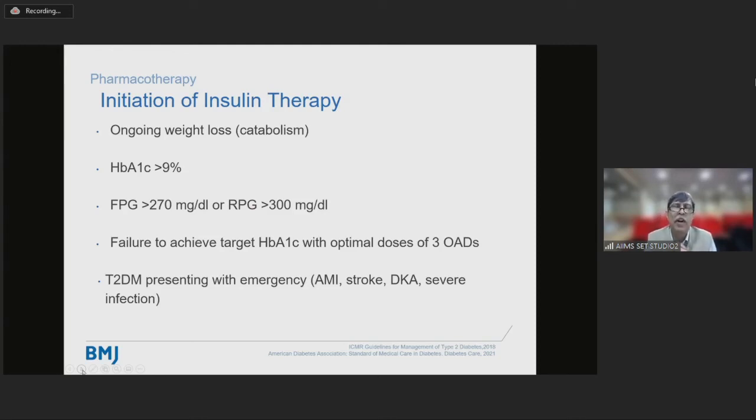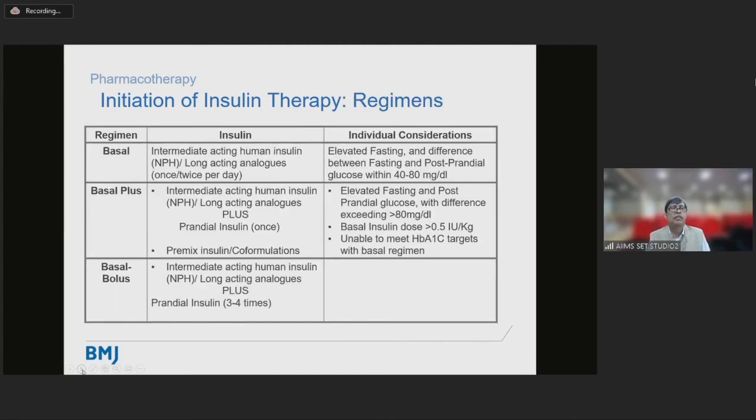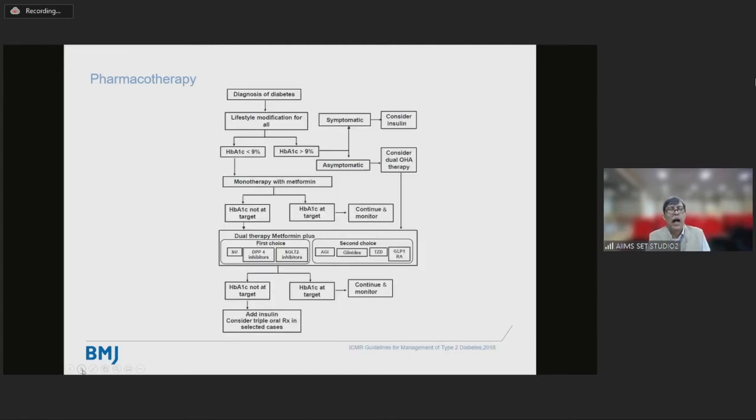When will you initiate insulin therapy? If there is ongoing weight gain and A1C of 9% despite at least 2 or 3 agents, fastings of more than 270 and a random of more than 300 with medication, and failure to achieve a target A1C with an optimal dose of 3 agents, that is clearly an indication. Every emergency, every intercurrent illness, all acute issues, it is safer to temporarily put people on insulin and then shift back later. So that's your overall chart.